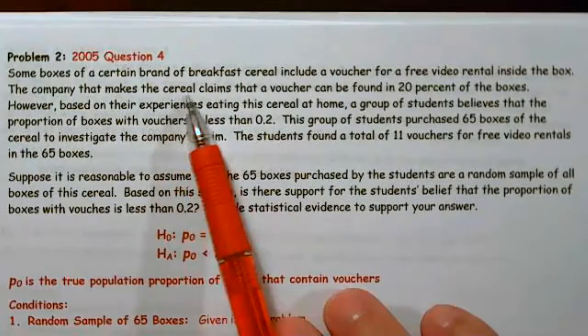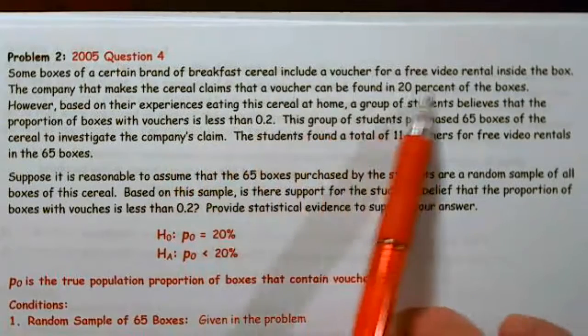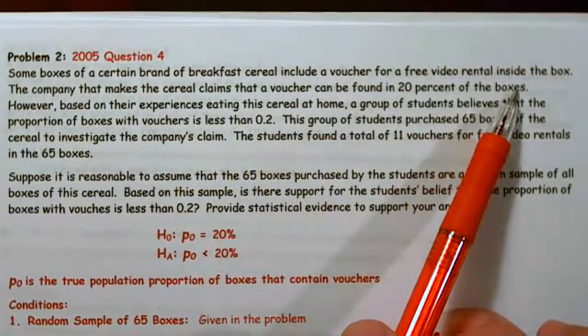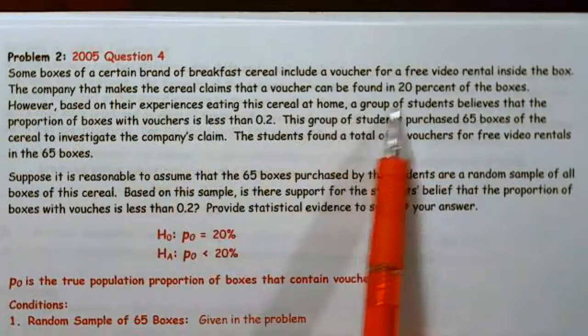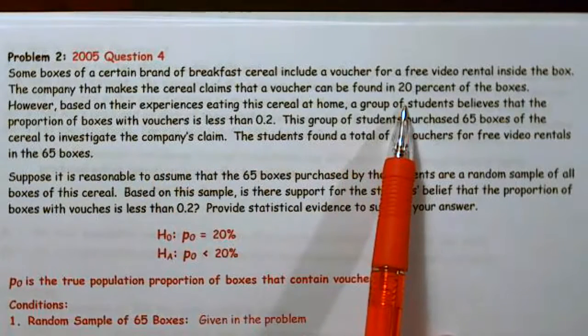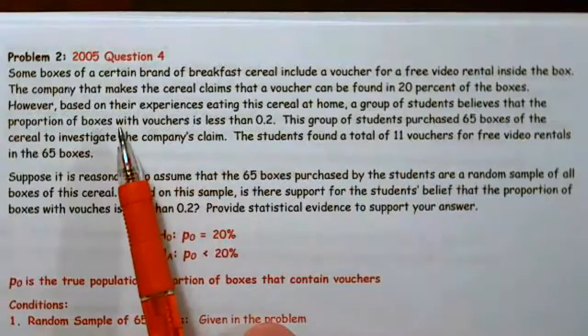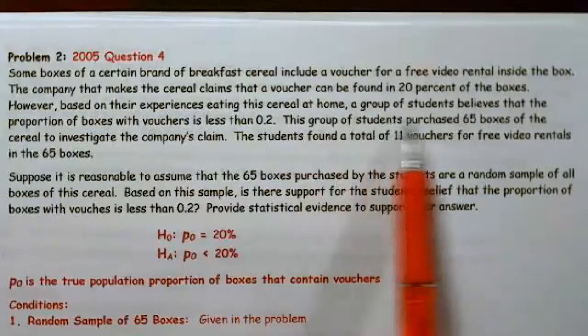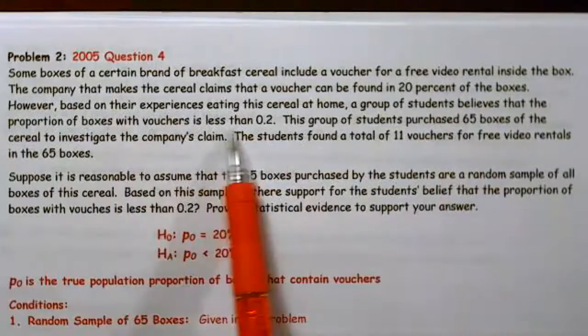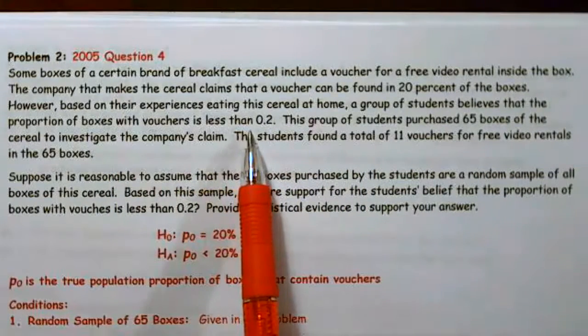Some boxes of a certain brand of breakfast cereal included a voucher for a free video rental inside the box. The company that makes the cereal claims that the voucher can be found in 20% of the boxes. So they've made a claim of 20%, and because it's a hypothesis test, we believe them until we can prove them differently. However, based on their experience eating the cereal at home, a group of students believe that the proportion of boxes is less than 20%.